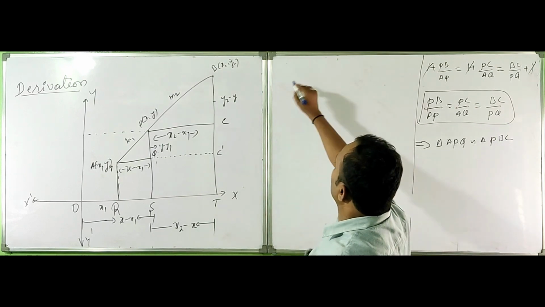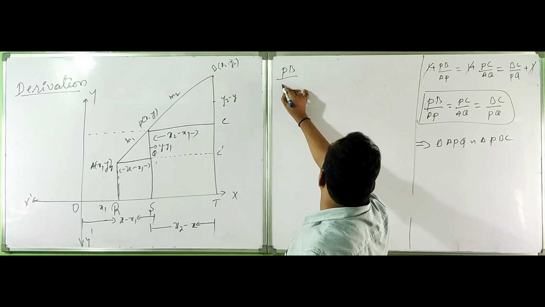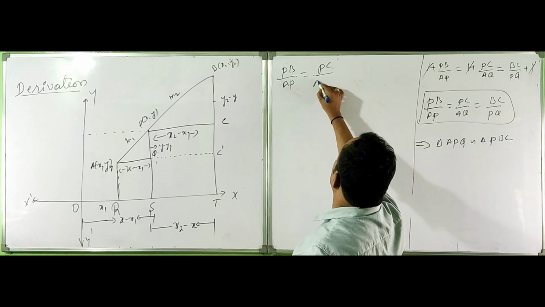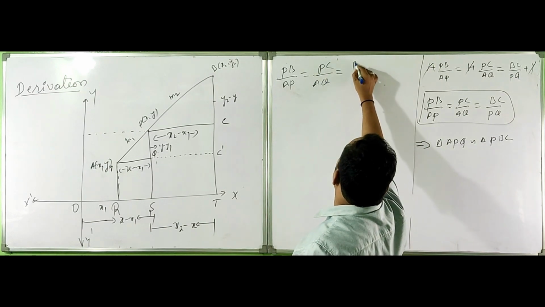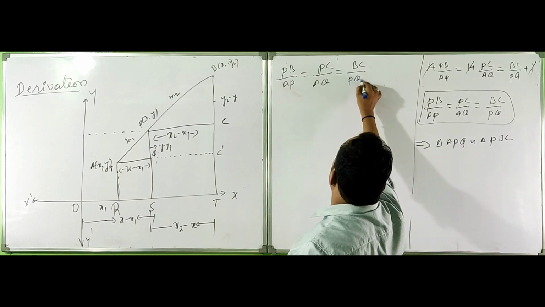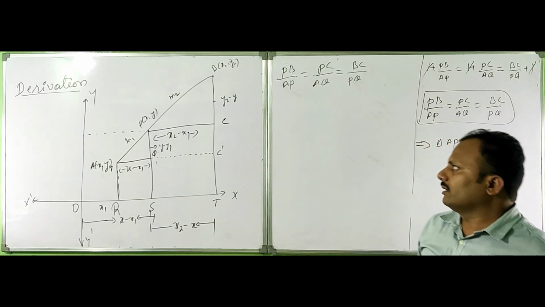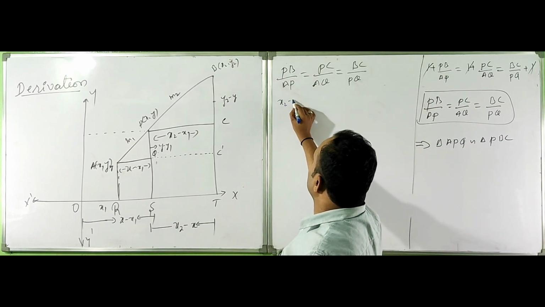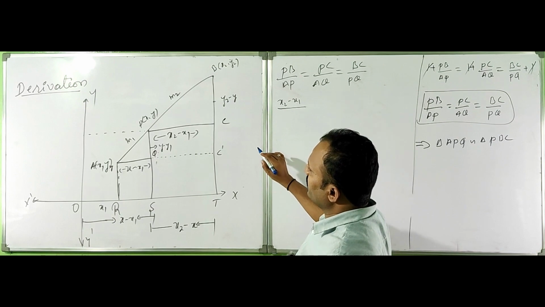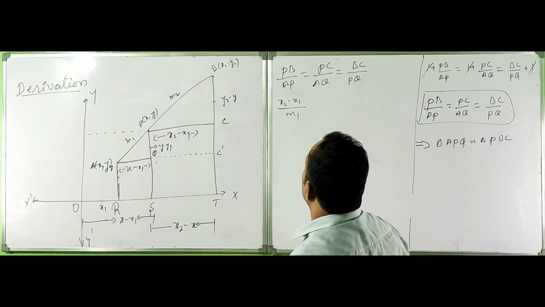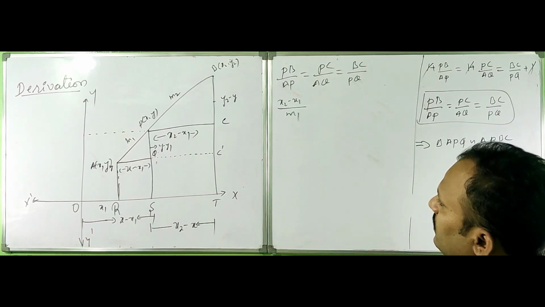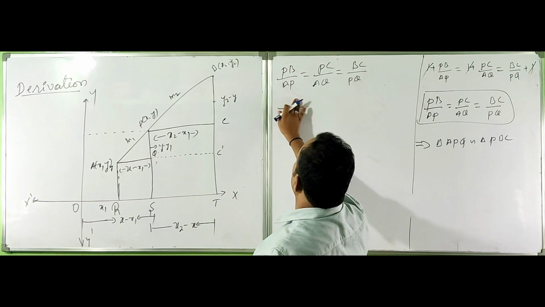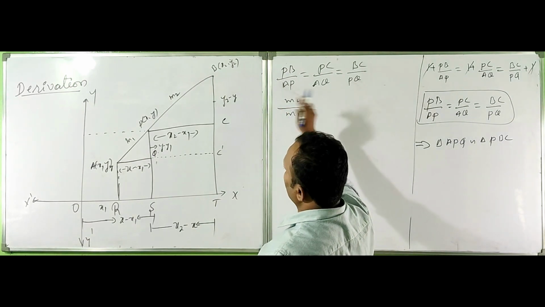Okay, what we got here? PB by AP is equal to PC by AQ is equal to BC by PQ. Put all the values here. You know this already well. What is PB by AP here? It is M2 by M1, right? AP is M1, PB is M2.